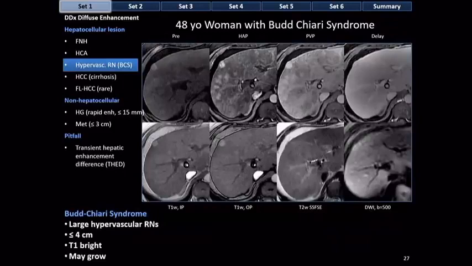Okay, now let's move on to a different background liver. This is a patient with Budd-Chiari syndrome. You wouldn't necessarily be able to guess from these images alone that this patient is Budd-Chiari, but you'll need to take my word for that.